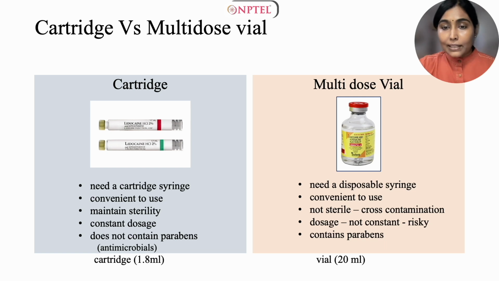While a multi-dose vial needs a disposable syringe for delivery and administration, they are convenient to use. However, they are not sterile. There is a possibility of cross-contamination. Also, the dosage may not be constant. One needs to be very cautious to avoid the risk of overdose. And these contain parabens because of multiple use. And these vials contain about 20 ml, the usual formulations.